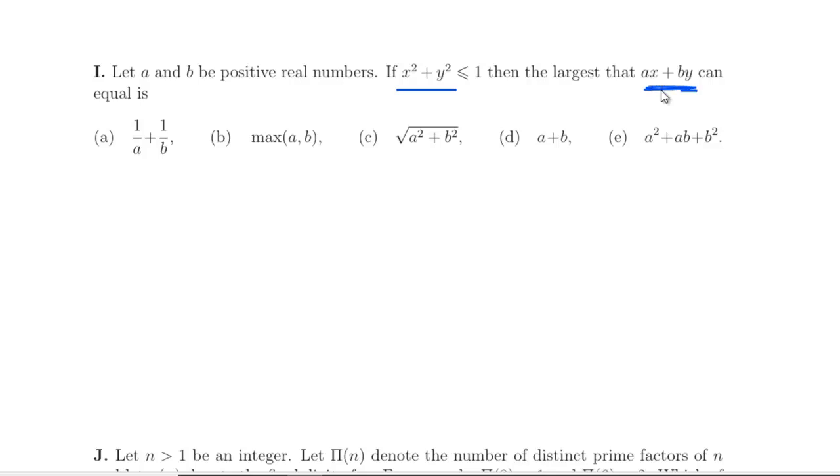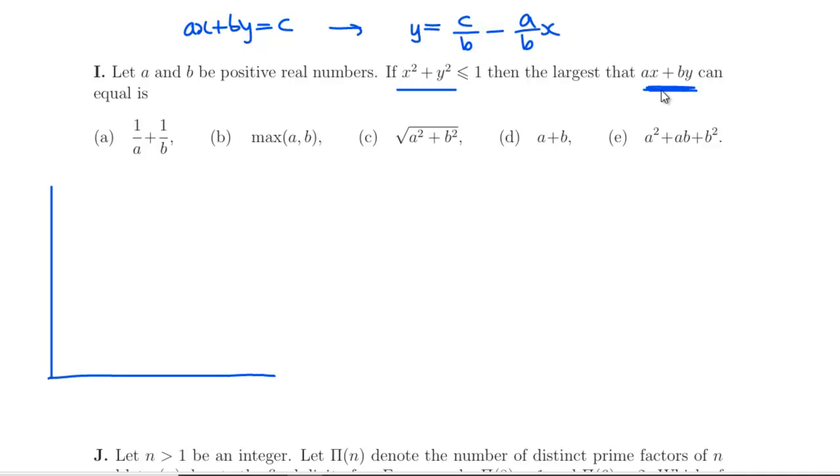And this is the thing we want to maximize. So say ax plus by was equal to c, and we want to make c as big as possible. Let's turn that into a line so we've got something to look at. y is going to be c over b minus a over b x. And right, well, let's draw something out. Let's look at a picture. We might see a better idea of what was going on.